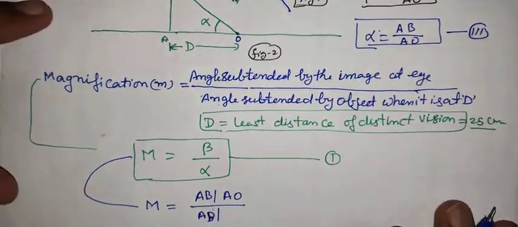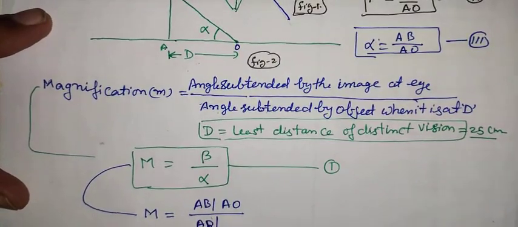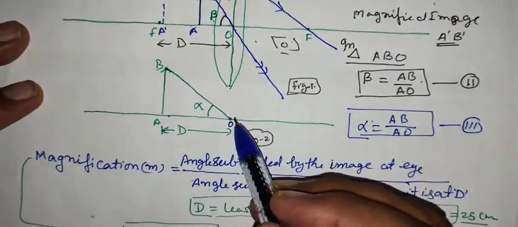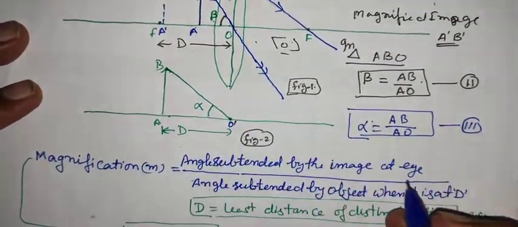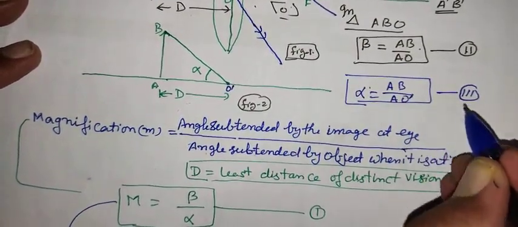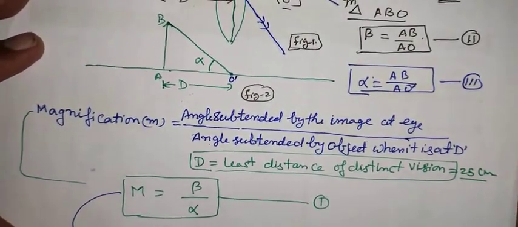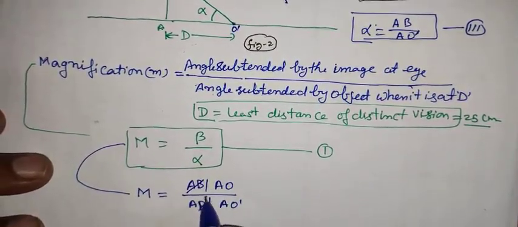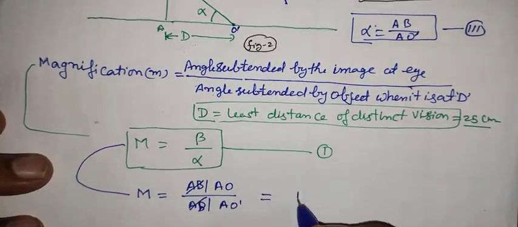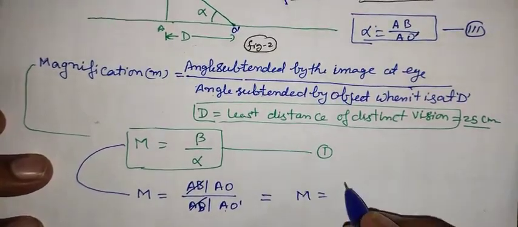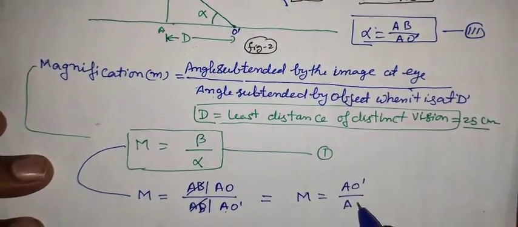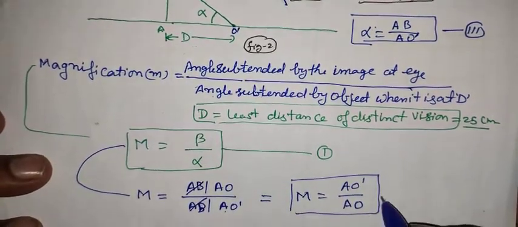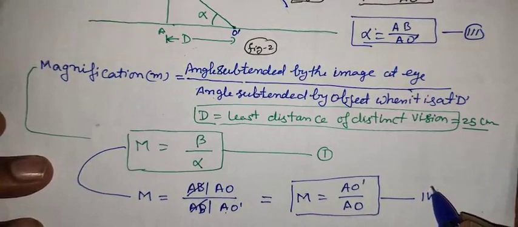One thing to see here is that two things become common, O and O. So this O we will take as O dash. Then here AO dash will be, it is AO dash. Now see, in this formula, AB is cancelled by AB. This implies that M will be AO dash upon AO. Let this be equation number 4.